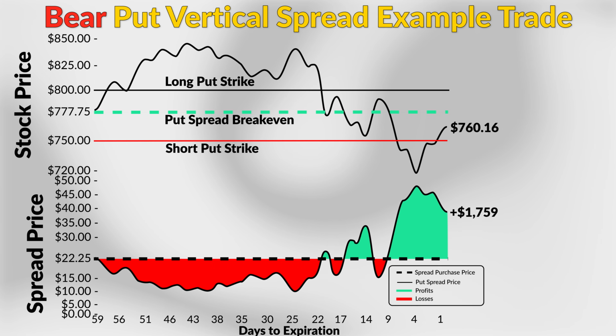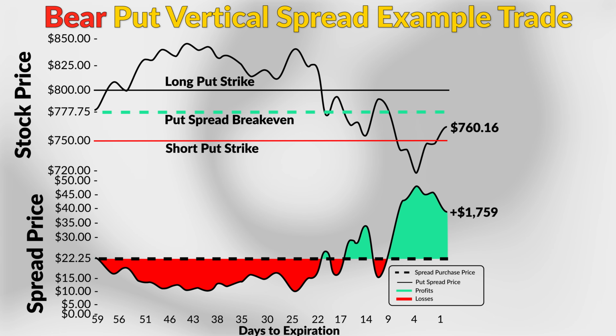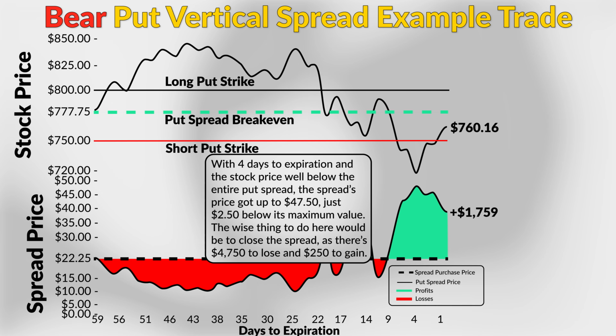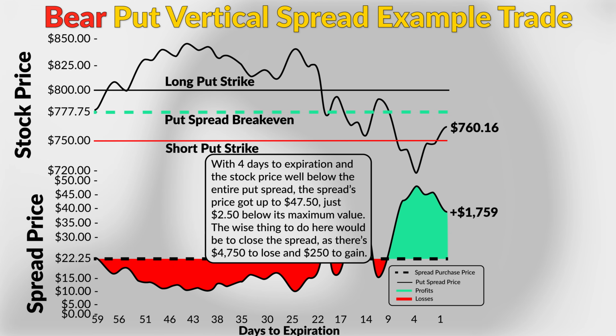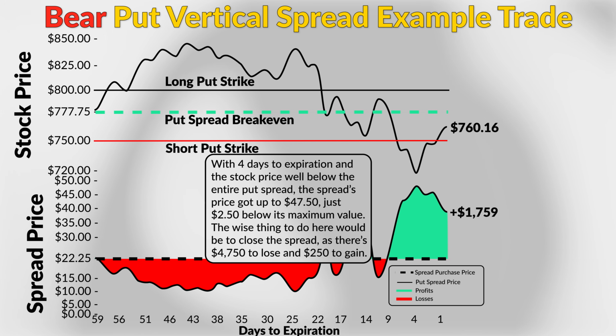The stock price fell even further, reaching a low price of $720 when the spread had around 4 days left until expiration. And at that moment, the spread's price was around $47.50, or just $2.50 shy of its maximum potential value of $50. And so the trader could have sold the spread at that moment for $4,750 and secured a profit of $2,525. So to close a put spread that you've purchased, you simply sell that put spread.